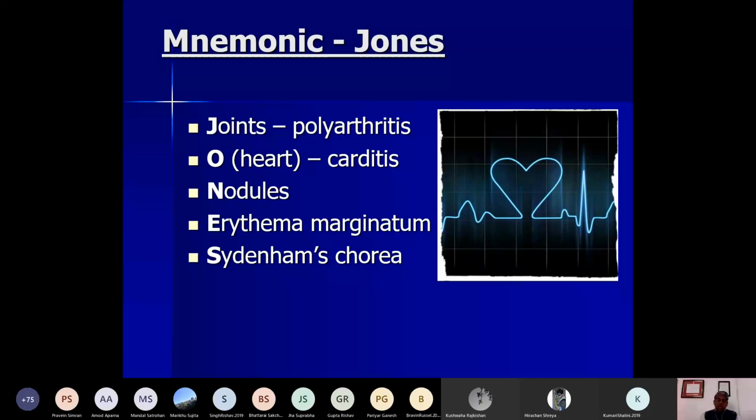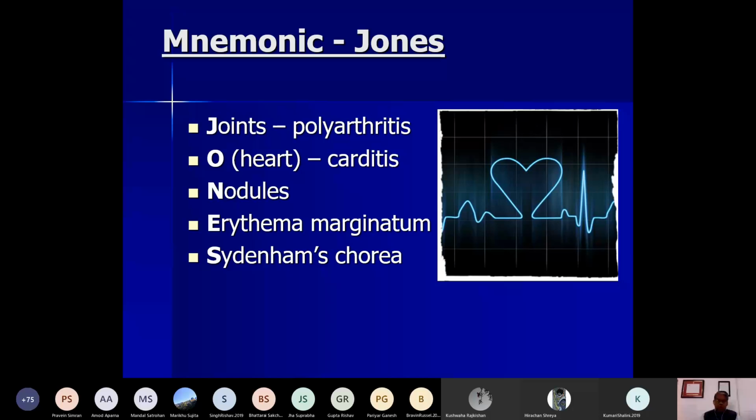Be sure that in the Asian population we don't see erythema marginatum that often. And S is Sydenham's chorea. So Jones is a complete name, not an apostrophe S. So Jones criteria: joint, heart, nodules, erythema, and Sydenham's chorea. If you can remember this mnemonic, you can very easily diagnose a patient of rheumatic disease.